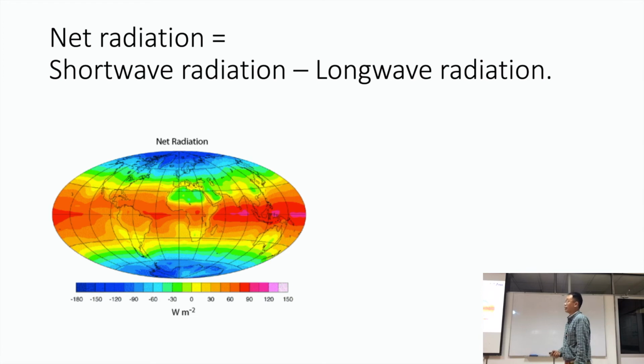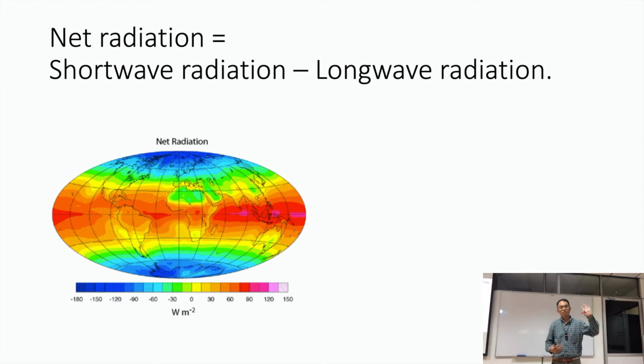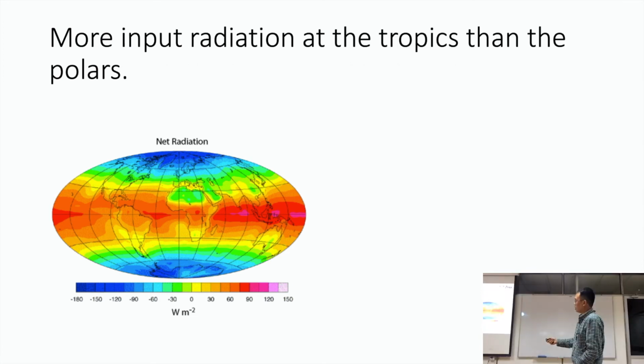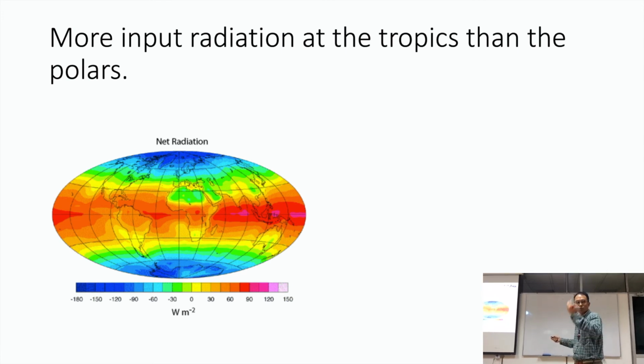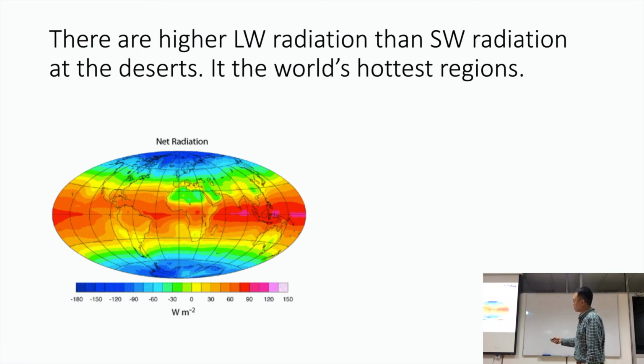Now this is the net radiation. Net radiation is just the shortwave minus the long wave. So there is more input radiation at the tropics than the polar. That means here we see higher amounts of energy being absorbed because there's less long wave being removed from the Earth. There is higher long wave radiation than shortwave radiation at the deserts.